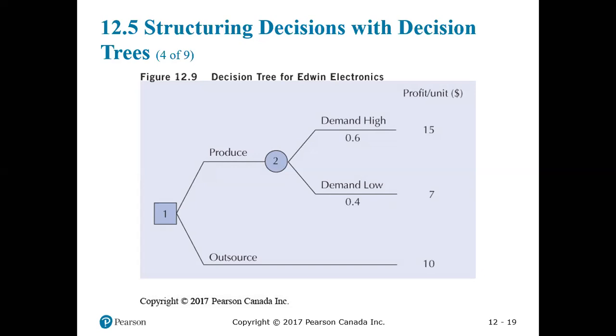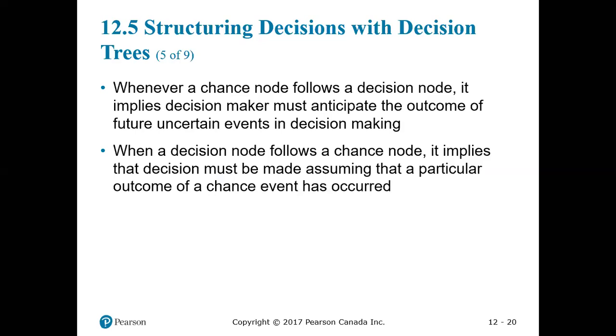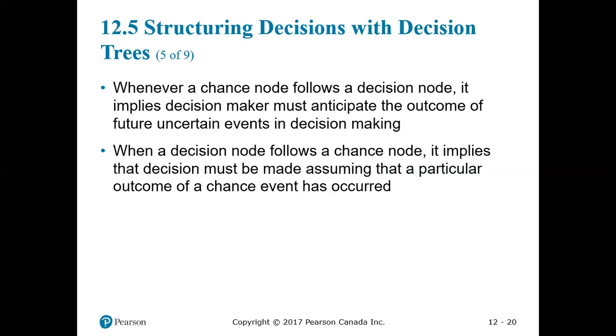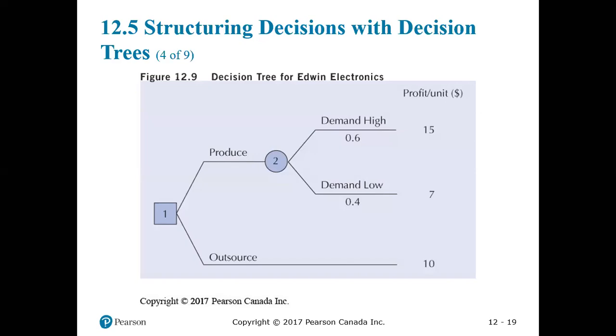So now, using this information, we can then determine what action to take based on the probabilities that we have. Whenever a chance node follows a decision node, it implies the decision maker must anticipate the outcome of future uncertainty in decision making. As you can see here, our chance node, which is number two, follows our decision node of number one. So what is the future uncertainty? The future uncertainty would be high demand or low demand. That would be uncertain.